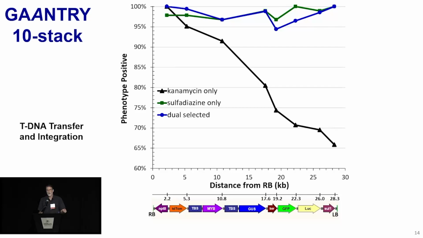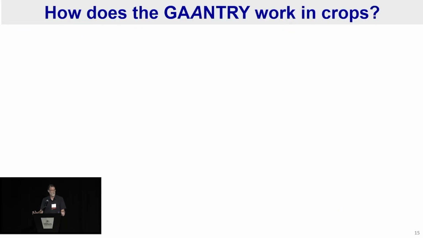What you can see in stark contrast to that is if you used a marker near the right border alone, in this case kanamycin, the trend is very different, right? And it's pretty linear, actually, surprisingly linear, how it goes down. You selected for kanamycin, so that's obviously at 100%, but by the time you get to the sulfadiazine marker near the left border, only 65% of those plants had also sulfadiazine resistance. And so I'll talk a little more about that in a minute.